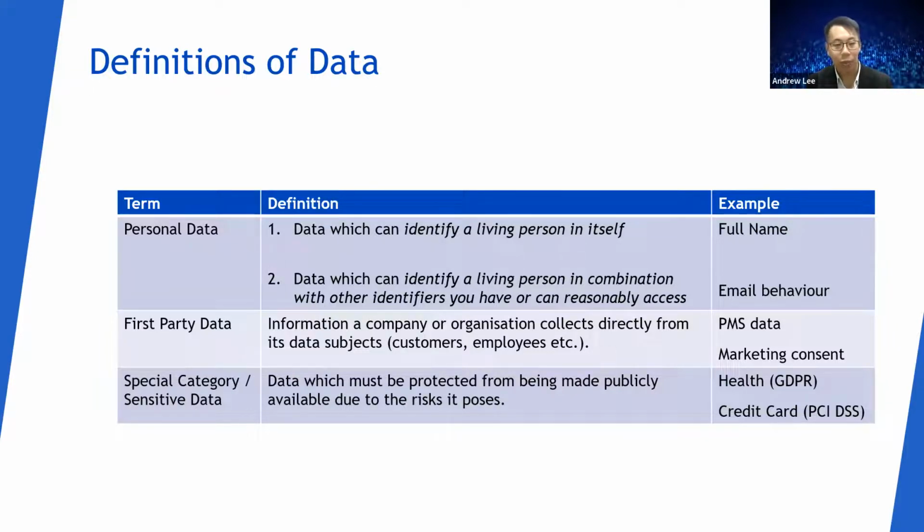This is data that poses a high risk, and so we must protect it from being made publicly available. These special category data may be specified by a regulation such as GDPR in terms of health data. So as hoteliers, we might be collecting the health data of our guests, for example, their allergies, right, in order to provide service. And so when we use this data, we must collect it with explicit consent, and we must make an extra effort to protect it.